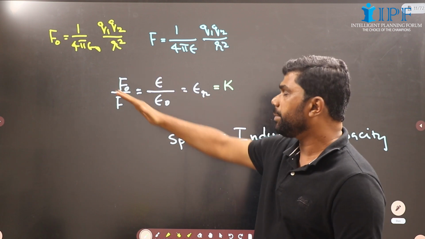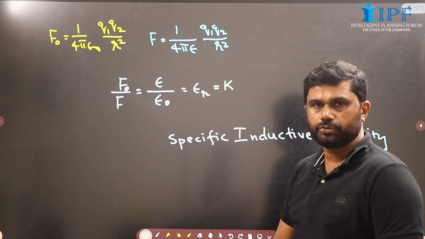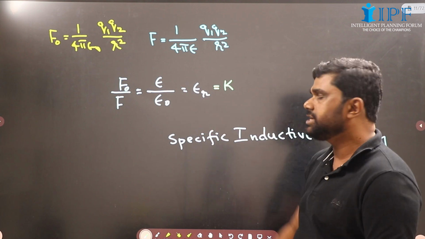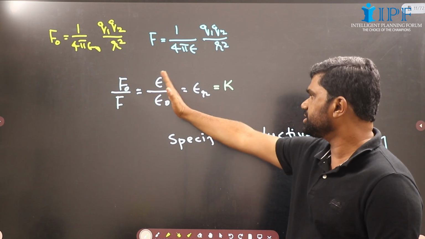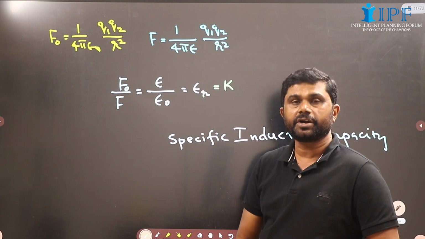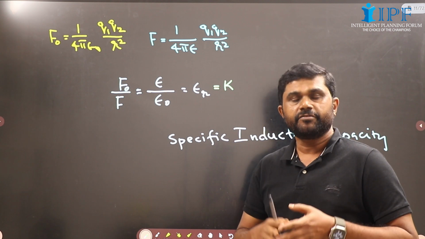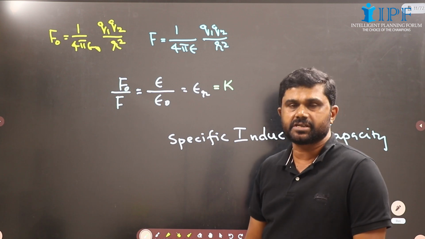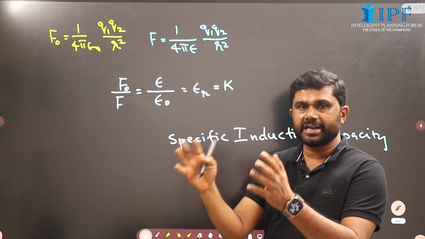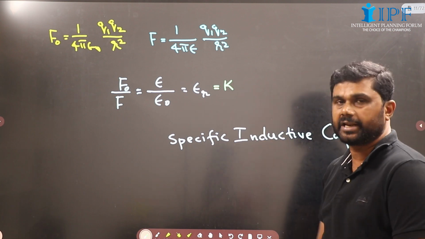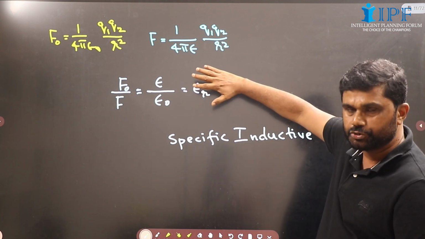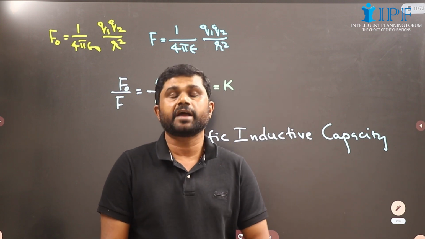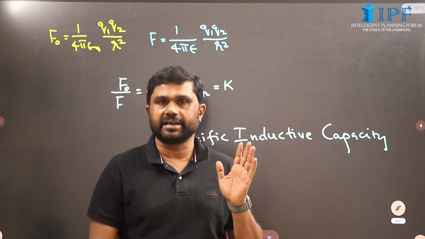So F0 by F will be epsilon by epsilon 0. This is the permittivity or absolute permittivity of the medium and this is the permittivity of vacuum. This ratio is called relative permittivity or the dielectric constant. When you call it relative permittivity, it is preferred to represent it by epsilon with the suffix r, and when you call it dielectric constant, it is usually represented by capital K. This same ratio can also be called specific inductive capacity. And for vacuum, it is exactly 1.